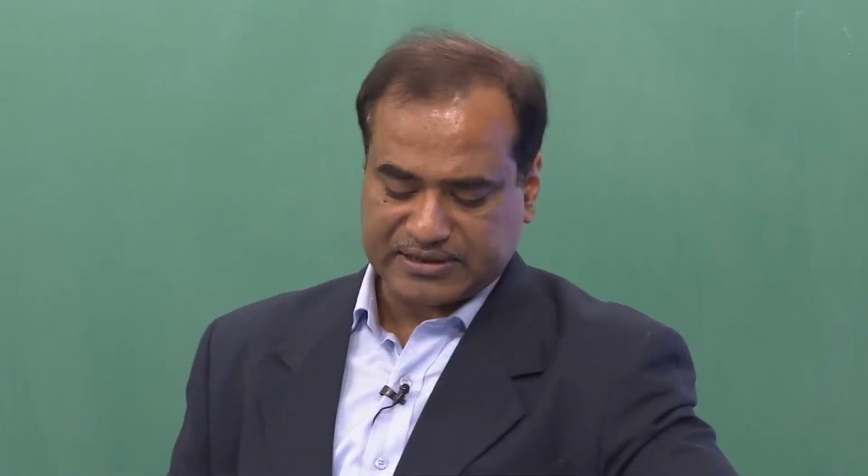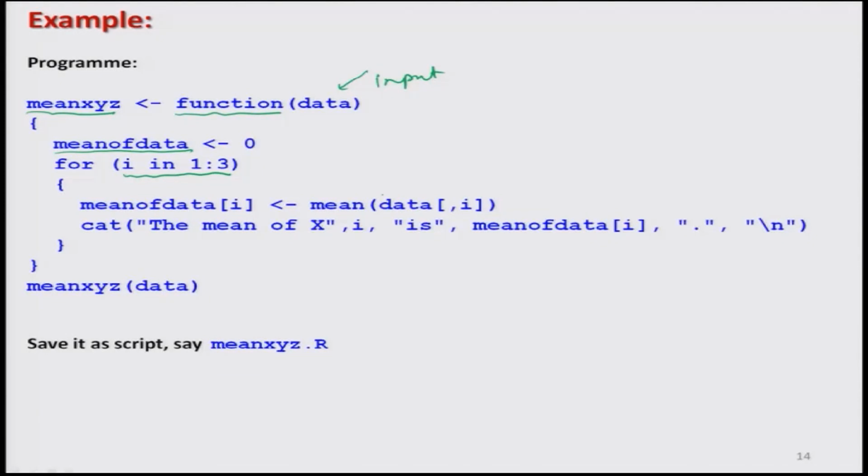I am saying, please read the data column, data bracket comma i, and then find the mean of this column. Whatever is the mean of this ith column has to be saved inside a new variable which is mean of data, and it has to be stored in the ith position. And after that this program will run for i from 1 to 3.